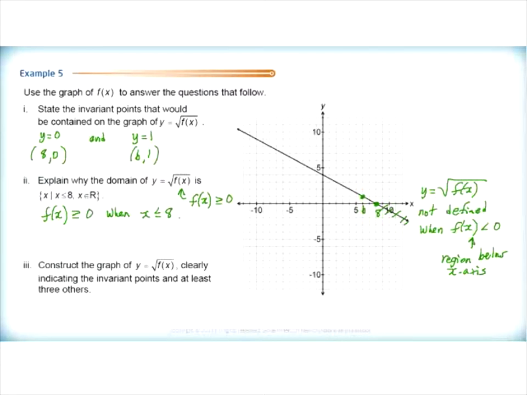Now we're asked to construct the graph of y equals the square root of f of x, clearly indicating the invariant points and at least 3 other points on the graph. So here we have, and we can use a table of values to illustrate this if you like. So we can set up a table of values.